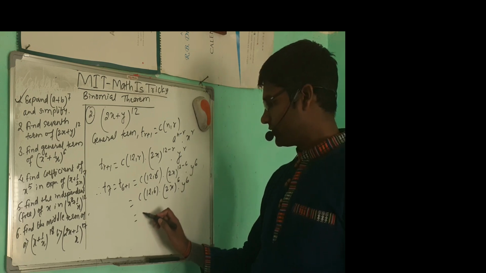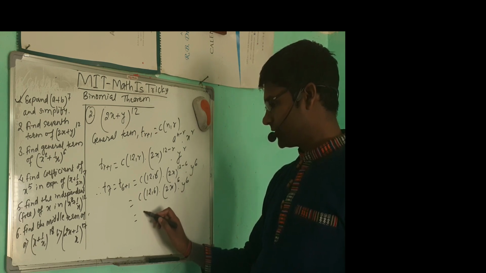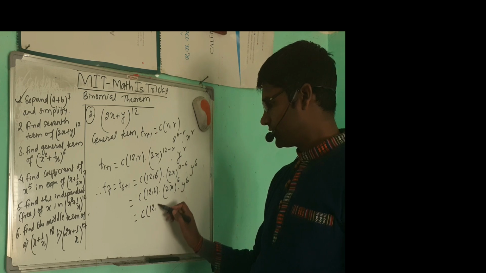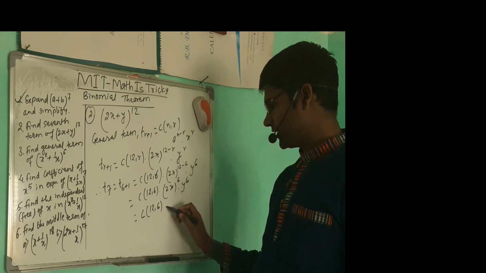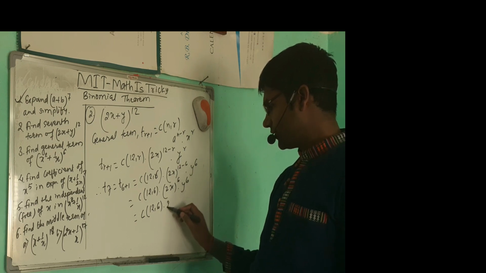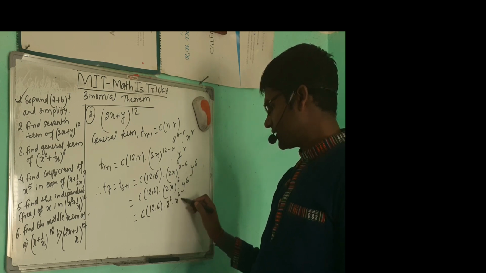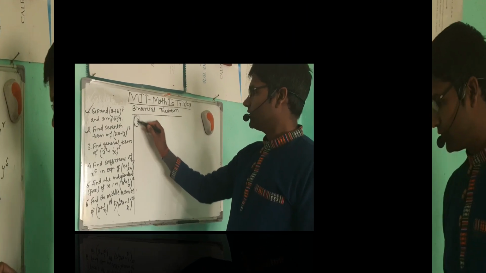So now you can simplify here. 2 power 6 is 64, and then you can write 12C6, and then by calculation we will get the answer into 2 power 6 into x power 6 into y power 6.